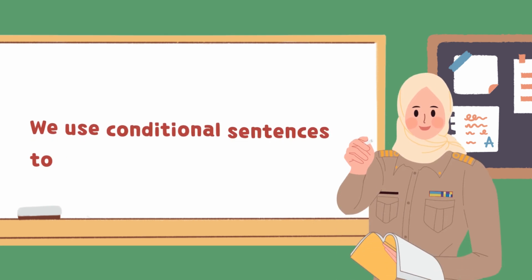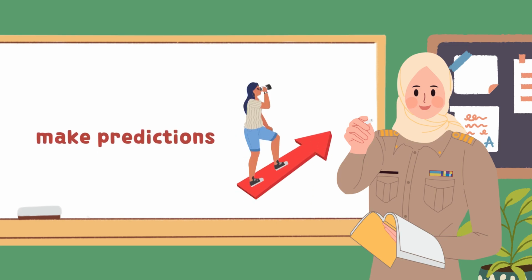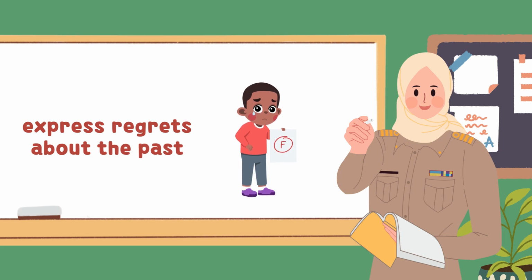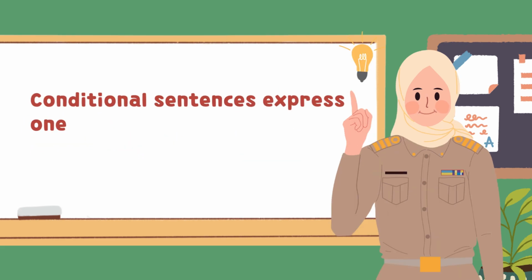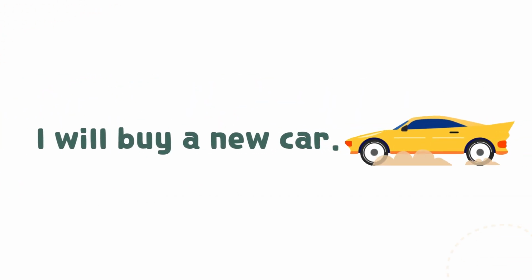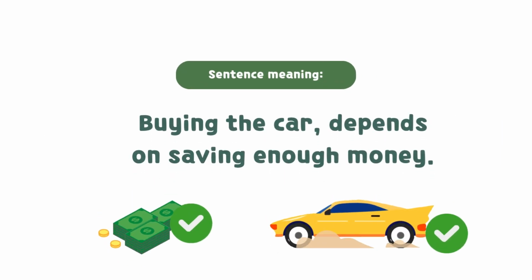First, what is conditional sentence? Conditional sentences allow us to talk about possibilities, make predictions, discuss hypothetical situations, and even express regrets about the past. Simply put, it's a sentence that expresses one event or condition that depends on another. For example, if I save enough money, I will buy a new car. In this sentence, buying the car depends on saving enough money.